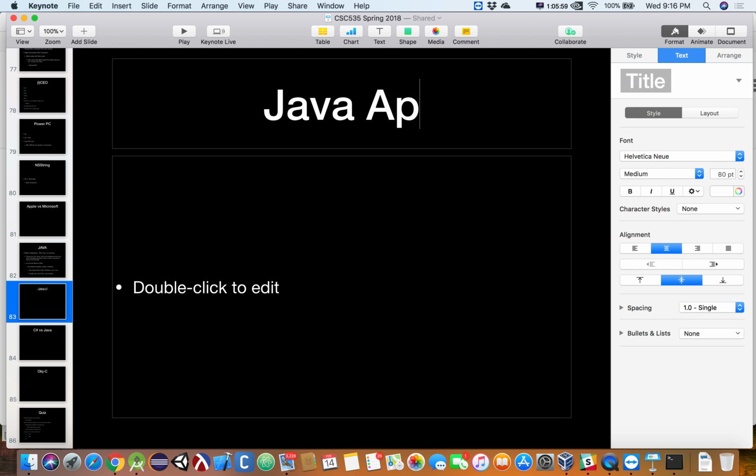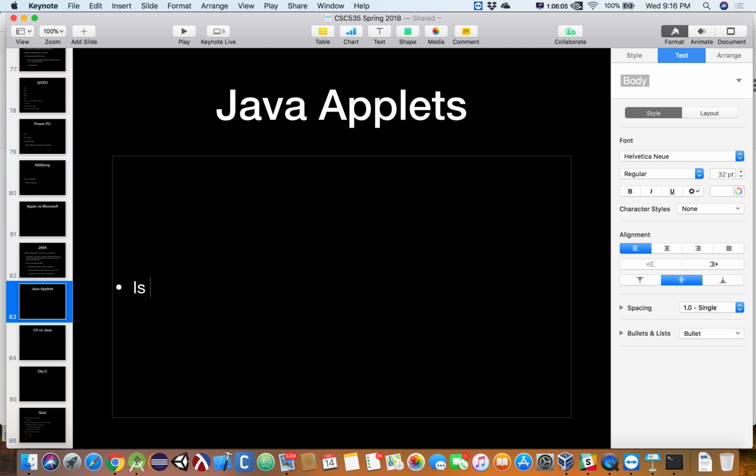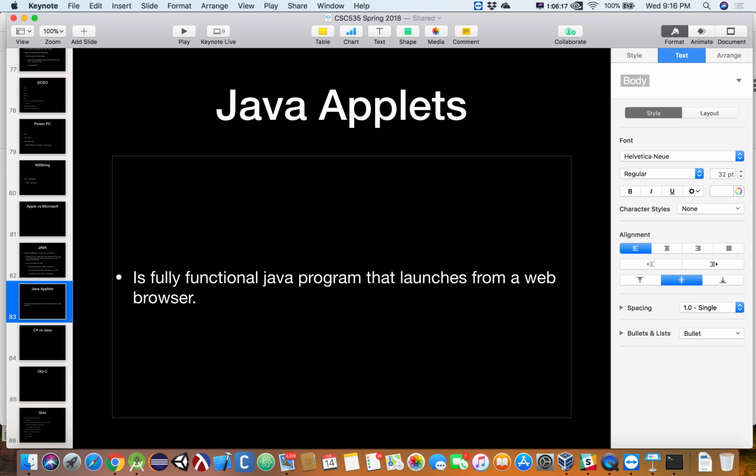It's kind of like the most popular technology that we don't think about. A Java applet is a fully functional Java program that launches from a web browser. So if you think about websites and the level of interactivity you have with websites, today websites are pretty advanced, right?